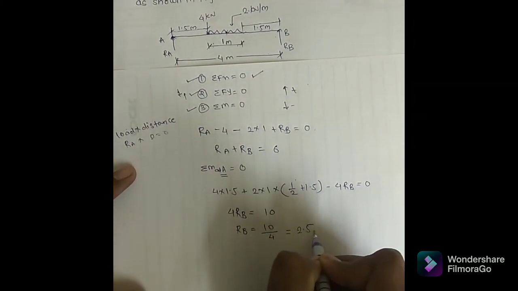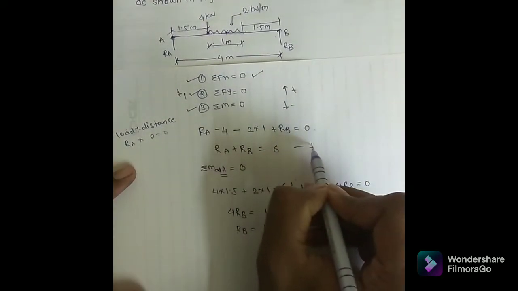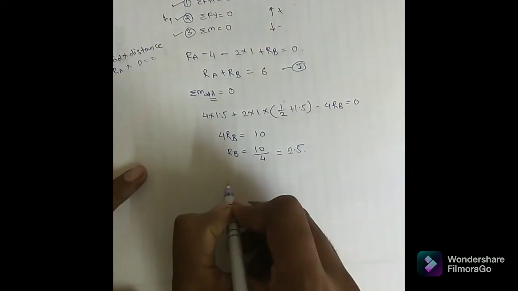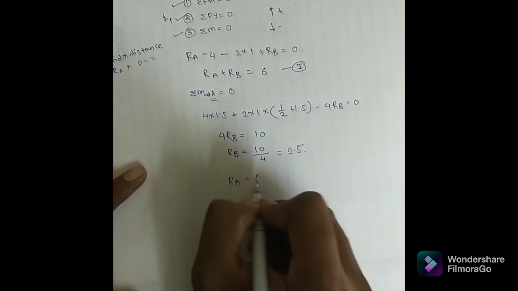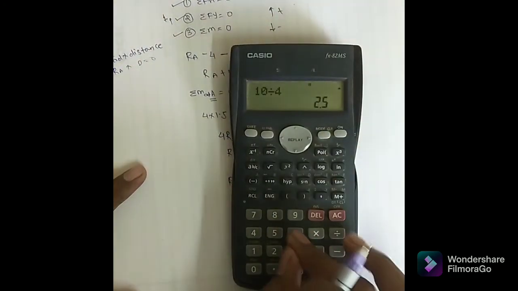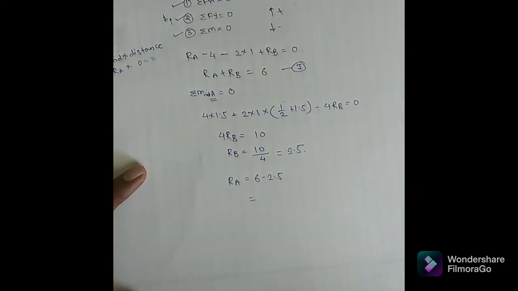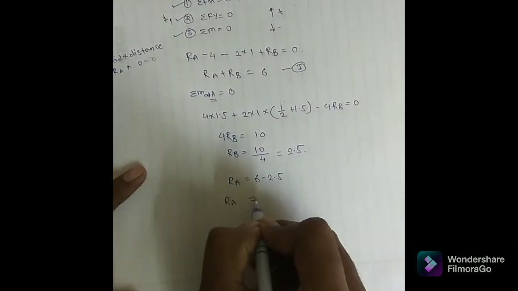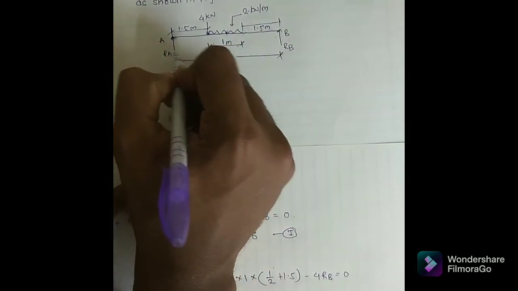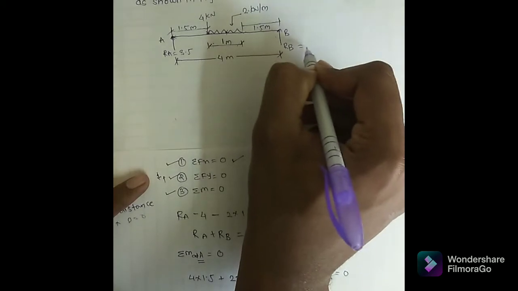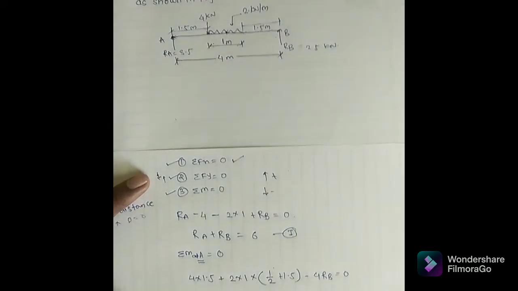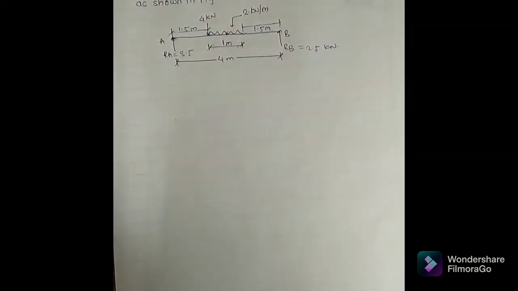Now put this 2.5 in our equation number 1. So RA will be equal to 6 minus 2.5, so RA is 3.5. Here I can write RA is equal to 3.5 and RB is equal to 2.5 kilonewton. Now our job is to calculate the shear force and bending moment diagram.